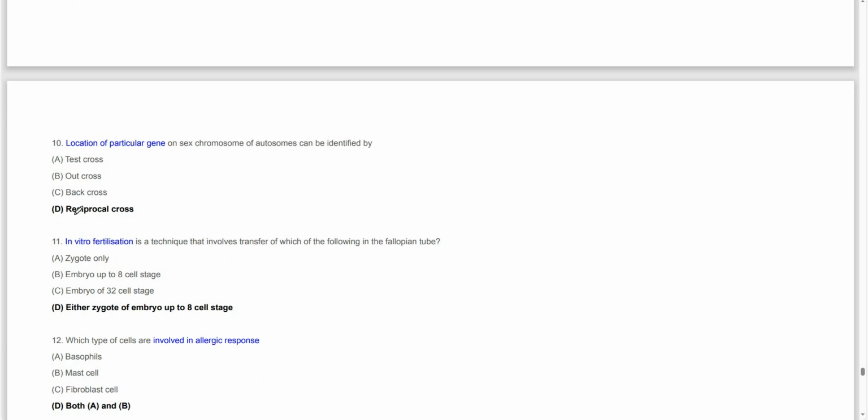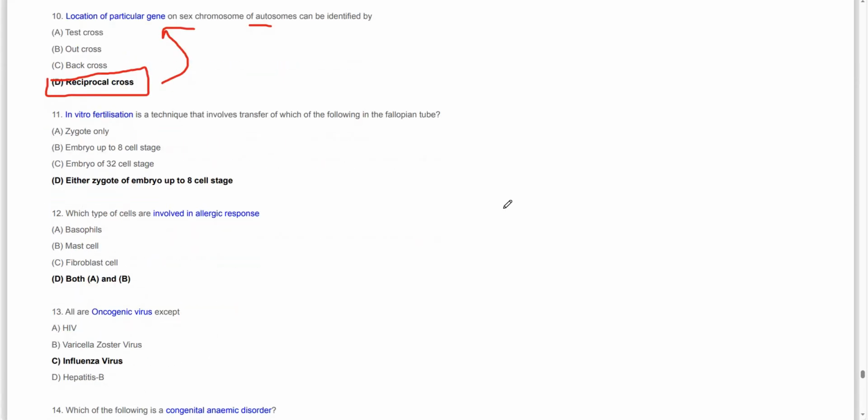The location of a particular gene on a sex chromosome of autosome can be identified by reciprocal cross. Reciprocal cross is the process by which the location of a particular gene on a sex chromosome can be identified. Moving on to the next question.